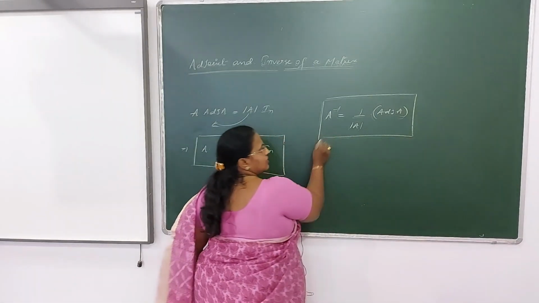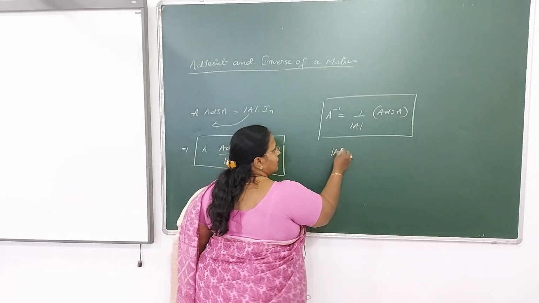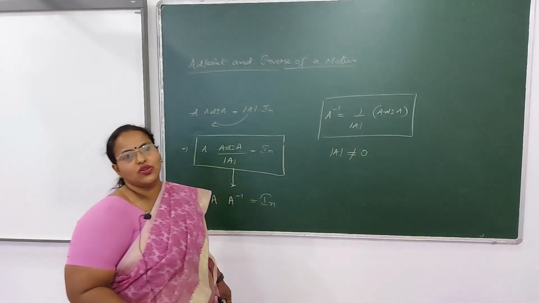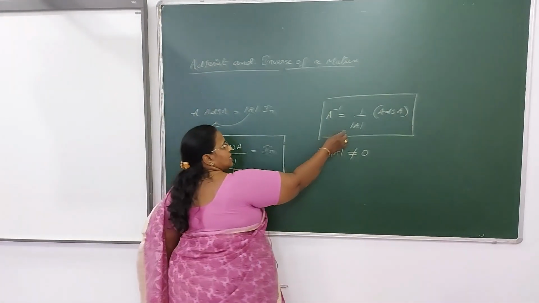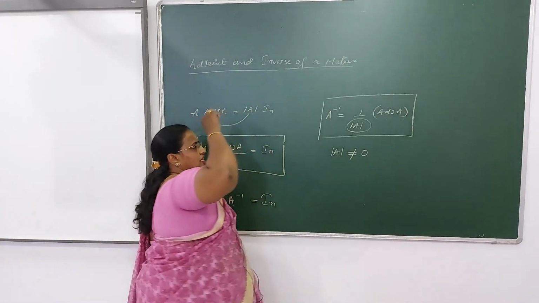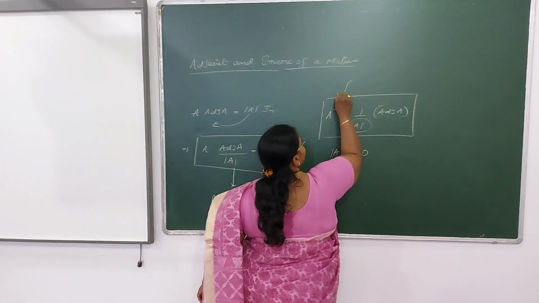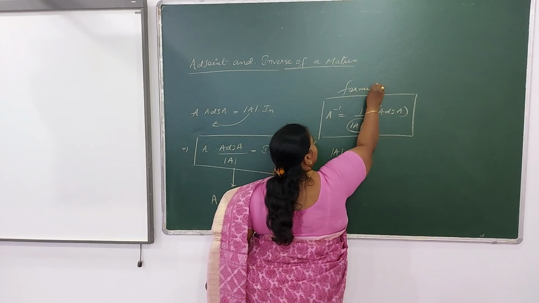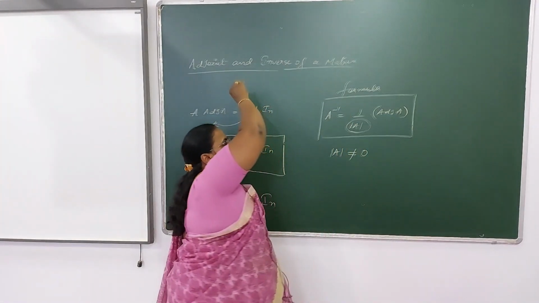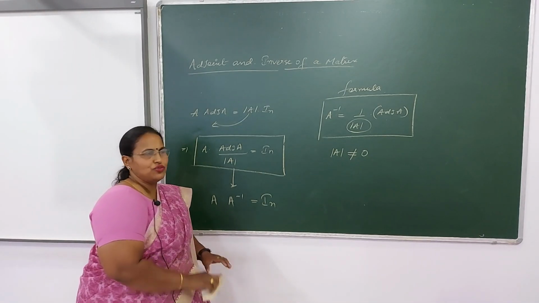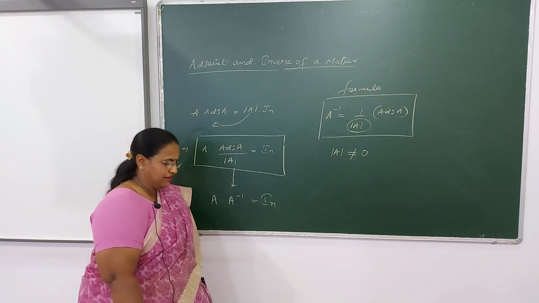And the important conclusion here is that definitely the determinant of A should not be equal to 0. The value of determinant A should not be equal to 0. So this is the formula for finding the inverse of any square matrix A. I hope children the formula is clear to everyone.